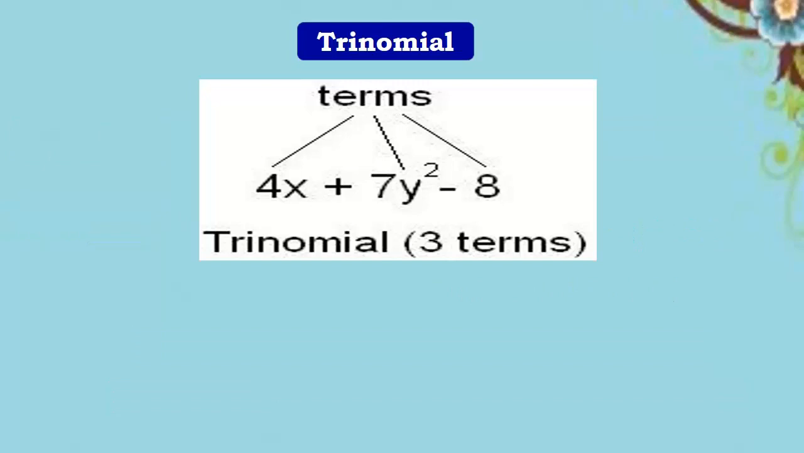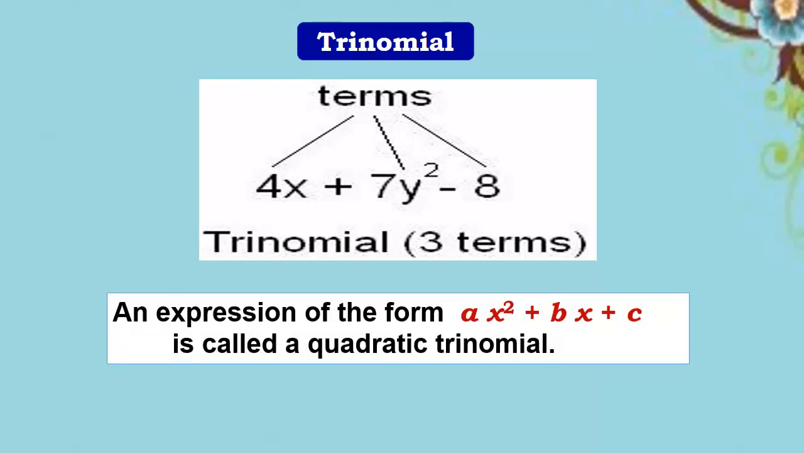So what is a trinomial then? Look at this. 4x plus 7y square minus 8. Here there are 3 terms. So 4x, 7y square and 8. 3 terms. An expression of the form ax square plus bx plus c is called a quadratic trinomial. Why quadratic? Because here the power of x is 2.